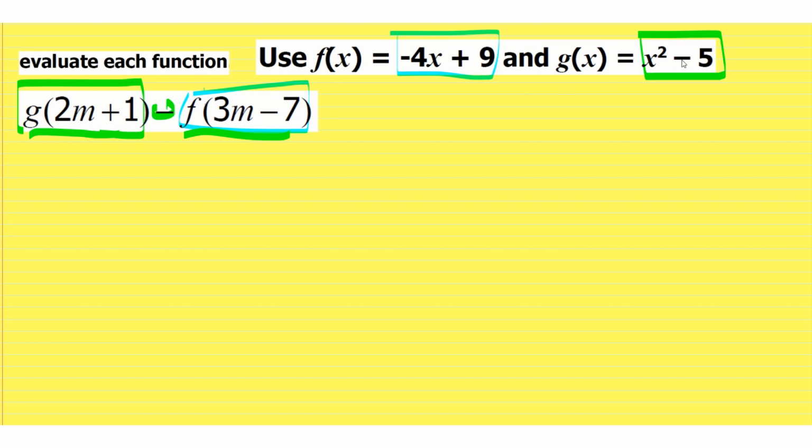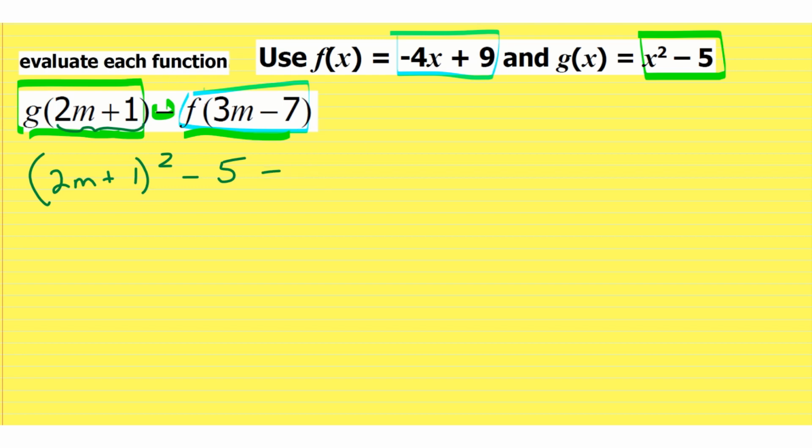So my g function is x squared minus 5. So where the x is, I will be putting in this expression. So it's going to be 2m plus 1, the expression, squared minus 5. Okay, and then the next one, we're going to be subtracting the f function.